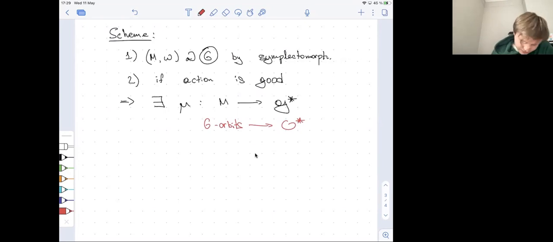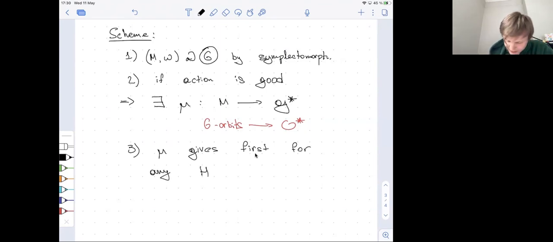When you have such an action and you compute the moment map, you can easily show that the moment map gives first integrals for any Hamiltonian system with Hamiltonian being an invariant function of the G action. I will use the following notation: a global function on M which is G-invariant.